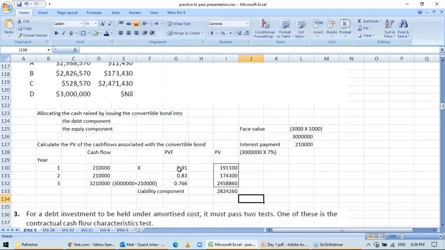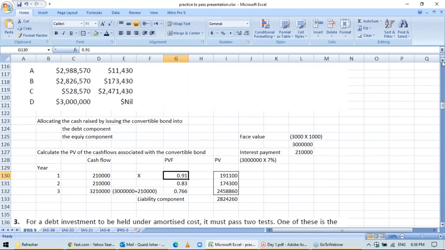In this question, the fraction has been rounded off. So if we take it up to 3 places, your answer will match exactly with the amount given in the options. Right now, our answer is closer to option B. The liability component is very close to option B, right? Then this is the liability component, the debt component.